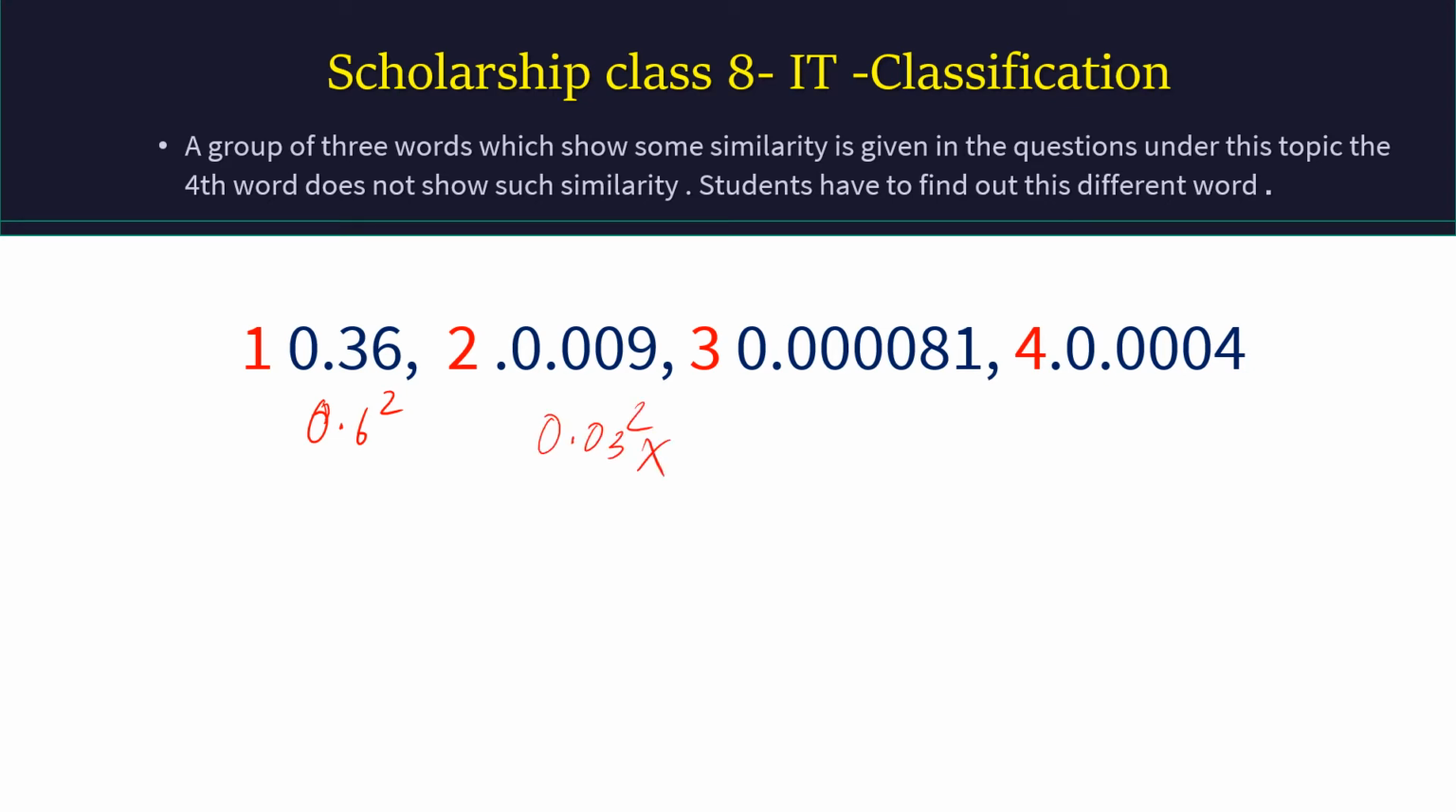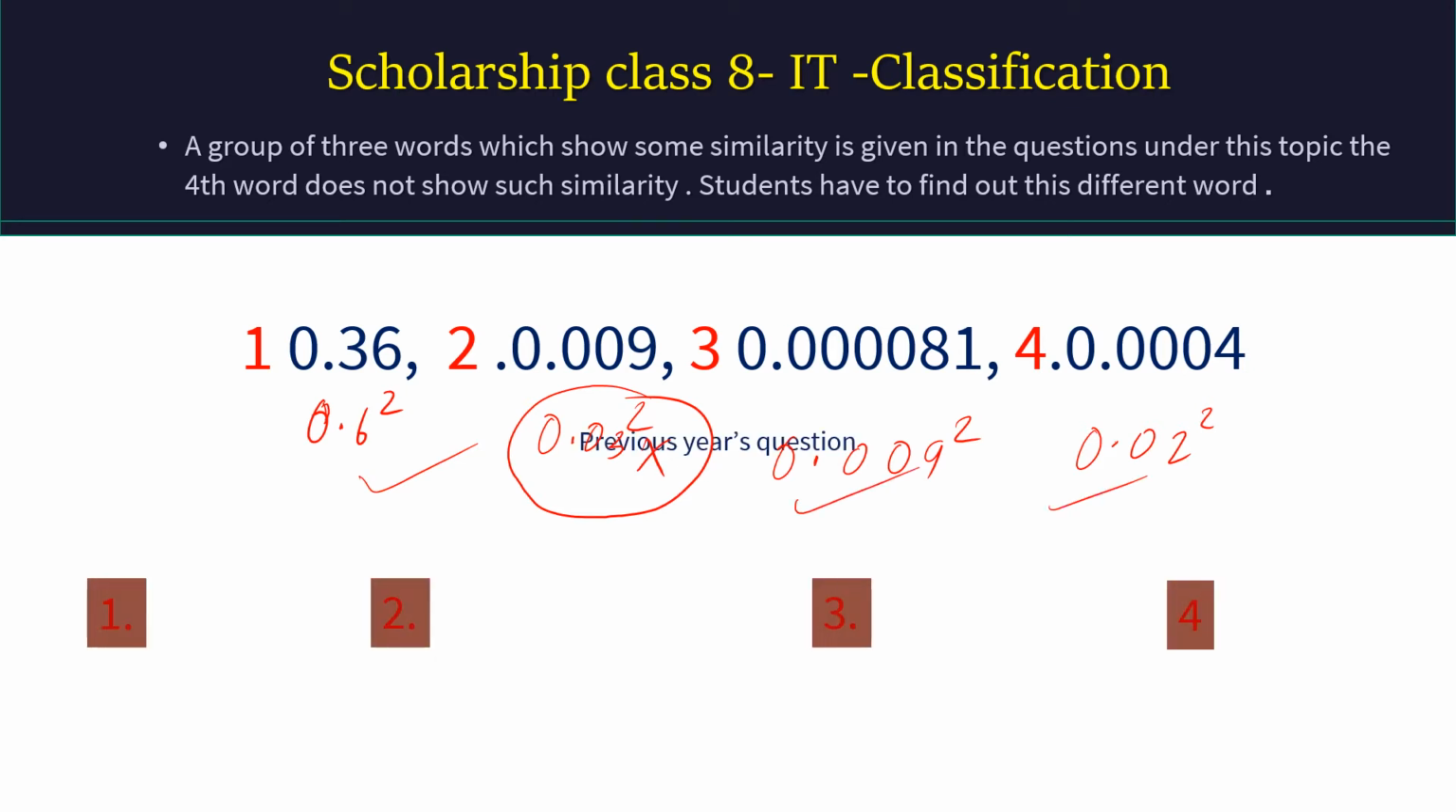No. This is 0.009, which is not a square. Correct. 0.02 squared, so accept this. These all are perfect squares. So that can be the answer. Again a previous year question paper, of 2017. Okay, let me go ahead.